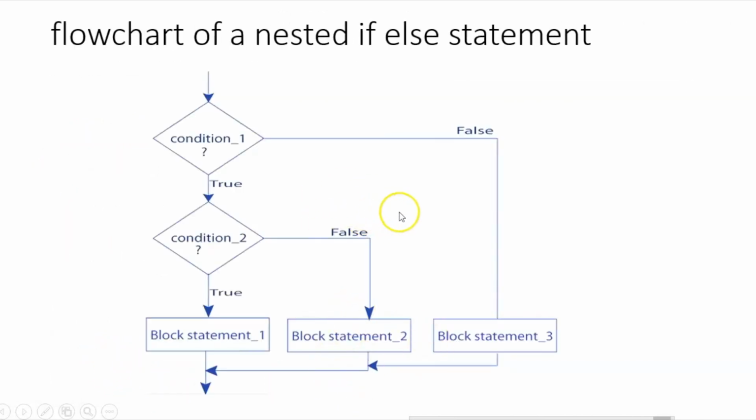And this figure shows the flowchart of a nested if-else statement. Here initially condition 1 is evaluated. If it is true, then condition 2 is evaluated, and if it is true, then statement block 1 will be executed. If condition 2 is false, then statement block 2 will be executed. Initially, if condition 1 is false, then statement block 3 will be executed. So depending upon the condition, either statement block 1 or statement block 2 or statement block 3 will be executed.